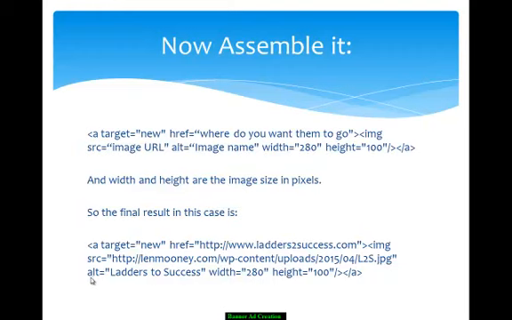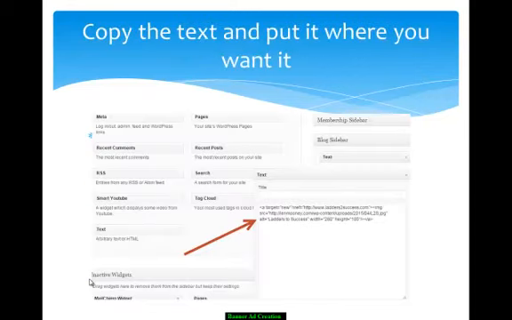Now it's a simple matter of copying and pasting. Now, once again, this is not a WordPress training video, so I'm going to assume you know how to load a piece of text into your WordPress site. But where you're going to load it, you're going to copy that text and you're going to put it wherever you want it. In most cases, you're going to put it in the text field of a sidebar. In this case, it's my blog sidebar. It's the second text field in my blog sidebar. And notice all I've done is copy and paste that text in there.